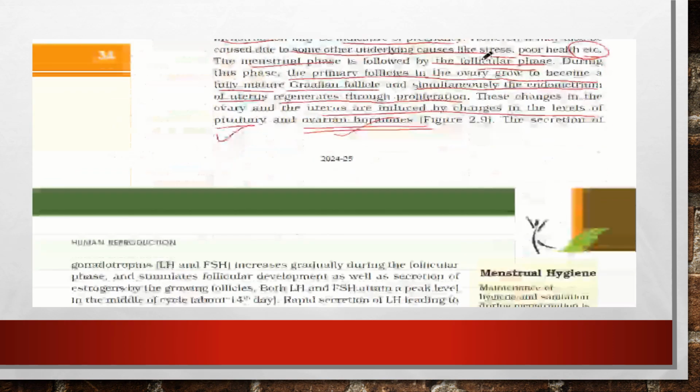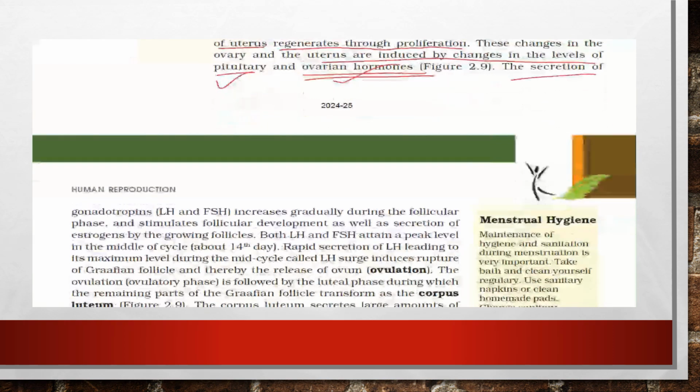Now we will see what is happening here. The secretion of the gonadotropins, that is LH and FSH, luteinizing hormone and follicle stimulating hormone, increases gradually during the follicular phase and stimulates the follicular development as well as the secretion of estrogens by the growing follicles. So they are gradually increasing during this phase. The follicles are developing in the presence of LH and follicle stimulating hormone, and the secretion of estrogens from the growing follicles is also high.